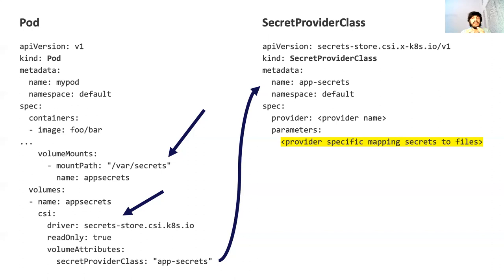So we've looked at the pod YAML and then the secret provider class YAML where you define all the configuration for your provider. But how do you know which version of the secret that you're getting from your external secret store is currently being used by your pod?